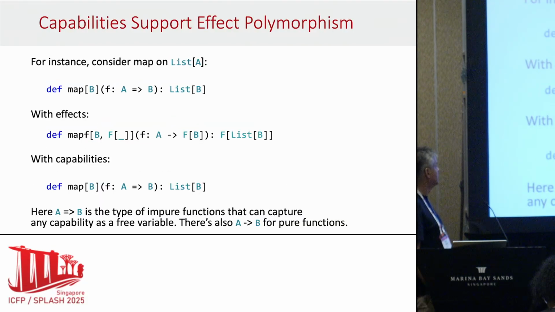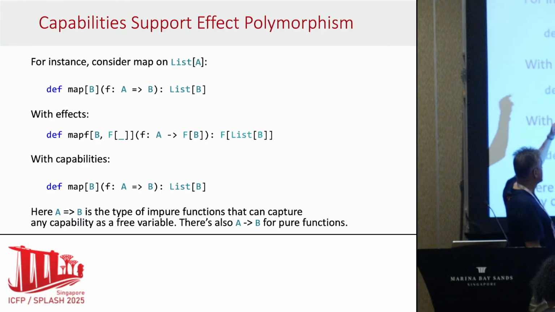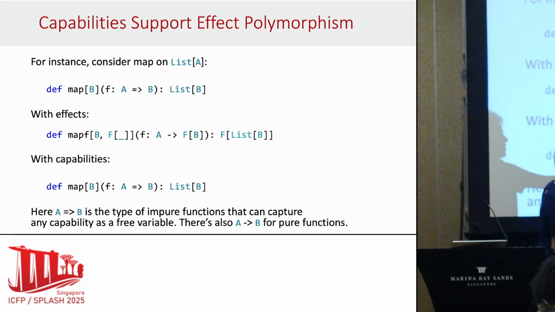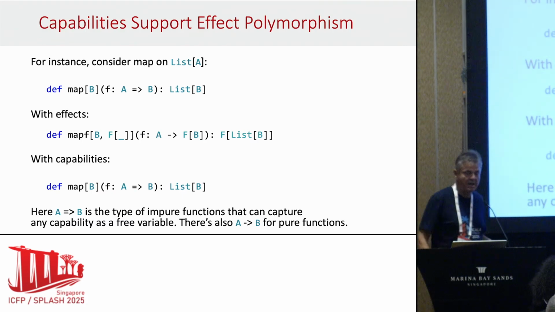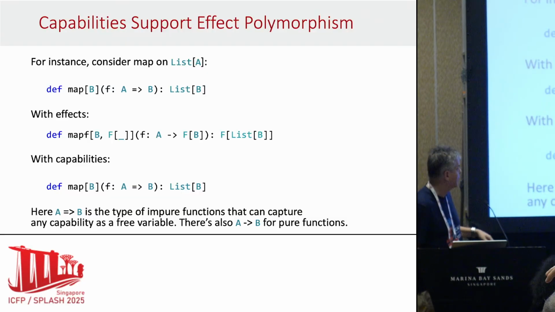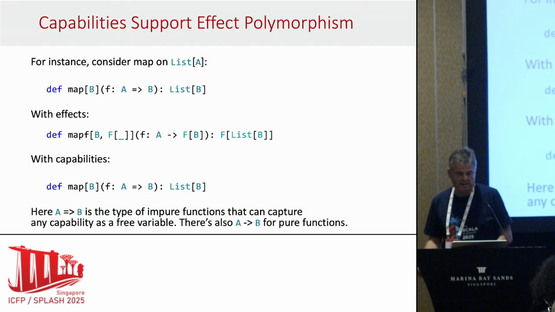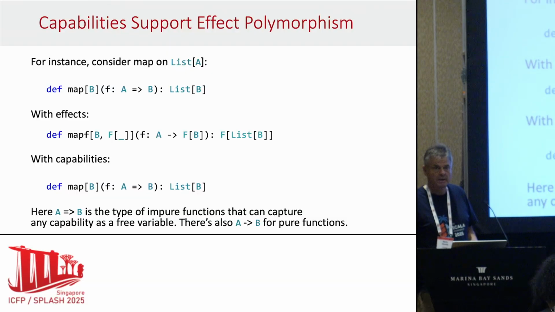With capabilities, it's a lot simpler. In fact, with capabilities, nothing changes at all. I have exactly the same signature of map as before. So how can that be? It can be because now A double arrow B is a type of impure functions that can capture any capability as a free variable. And we also have a type A single arrow B, like what you see here, for pure functions. So pure functions cannot capture any capability. A single arrow function is a subtype of a fat arrow function.